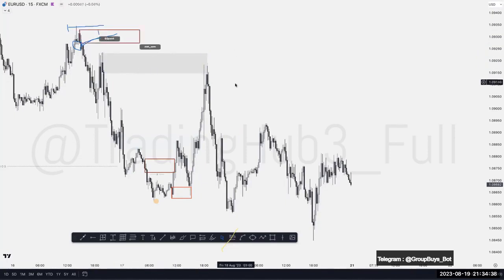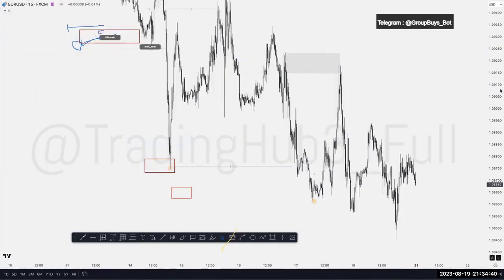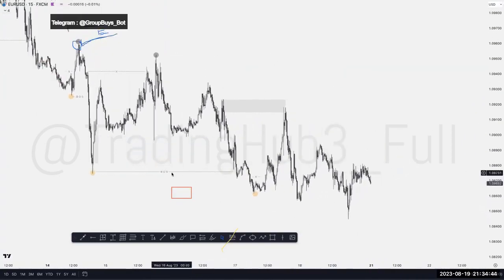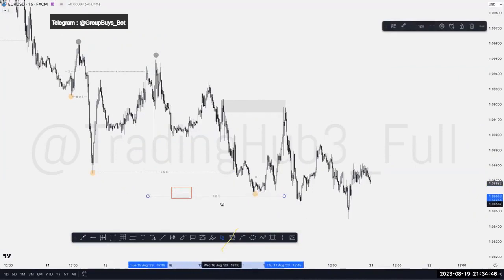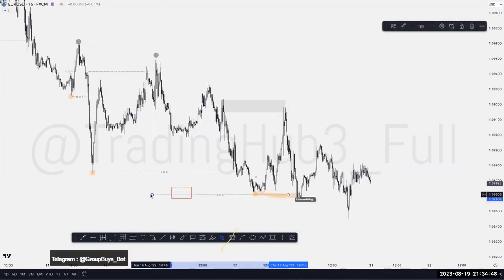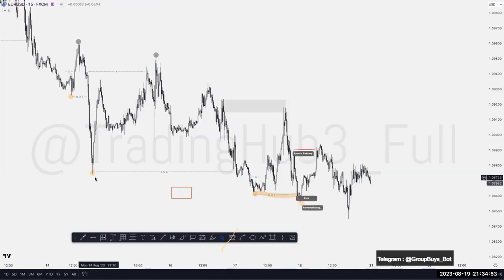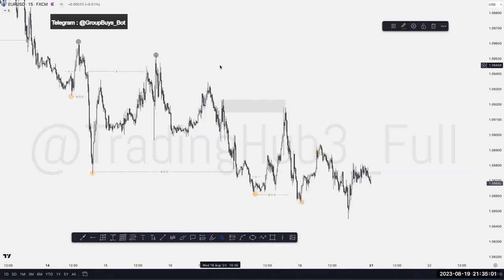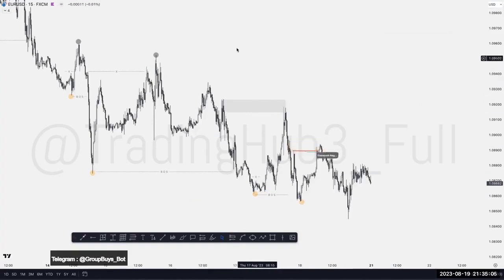Okay. And again, what happened here? We need again to confirm a lower low. Where is our break of structure in this case? This one. This is a break of structure. Again, we need a lower low. This point right here. This is a lower low. Again, what happened here? This confirms our lower high.